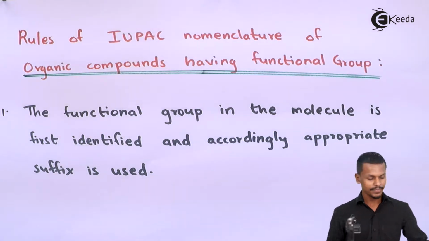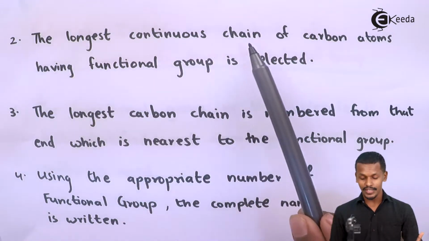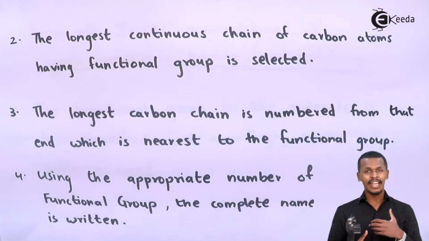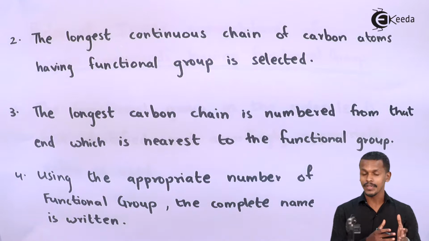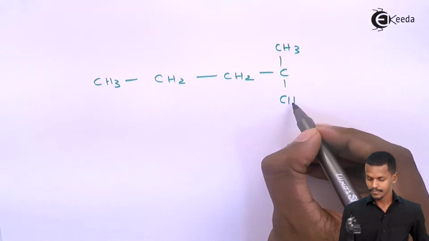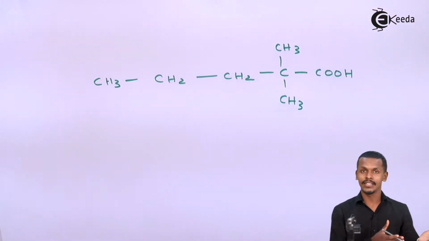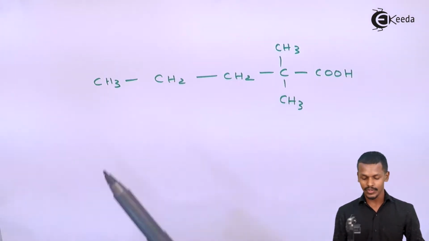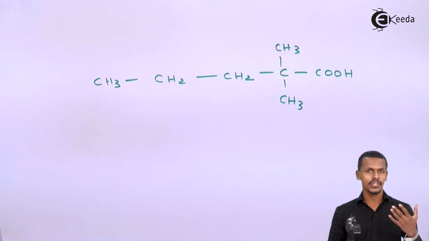Now talking about the next one, the second rule is that the longest continuous chain of carbon atoms having the functional group is selected. Suppose we have a hydrocarbon to which a functional group is attached, so we have to choose that chain which consists of the functional group. For example, suppose this is an example, and we have to select the longest chain. As you know, it is the rule of IUPAC nomenclature that we select the longest chain of carbon atoms. If I select the one which has more carbon atoms, like this one, 1, 2, 3, 4 and 5, obviously this longest chain consists of 5 carbon atoms.